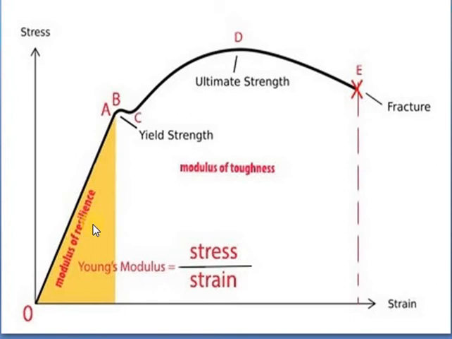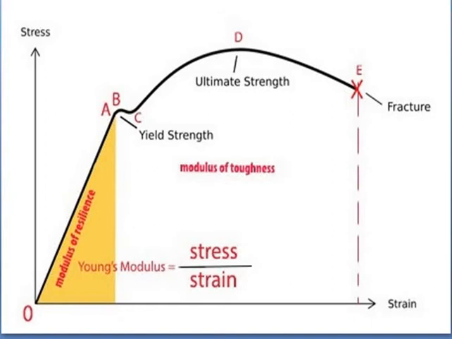The region which you can see in the yellow shade is known as the elastic region. And in the figure, the toughness region can also be seen. The toughness is represented by the area under the stress strain curve, which is shown in the figure. So this is the region of the toughness.